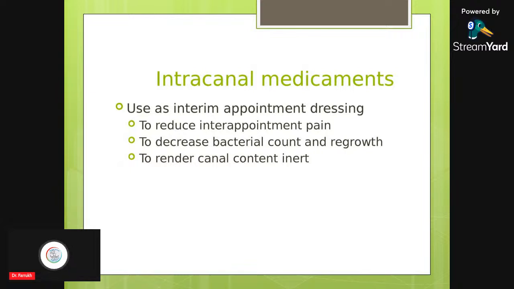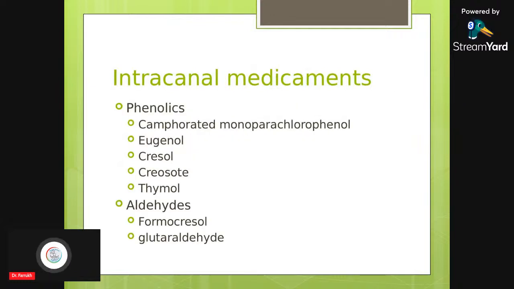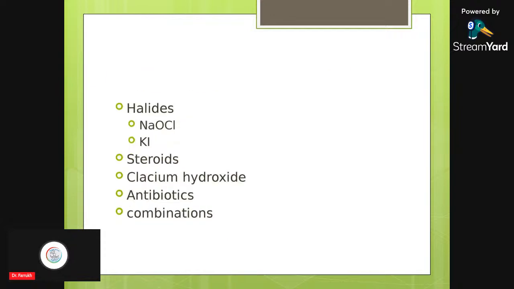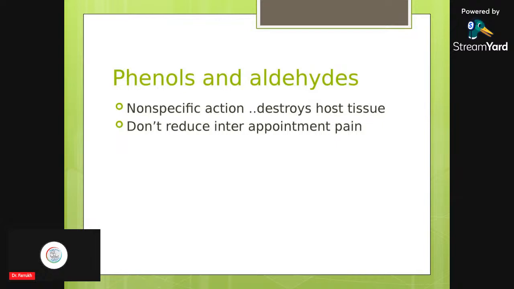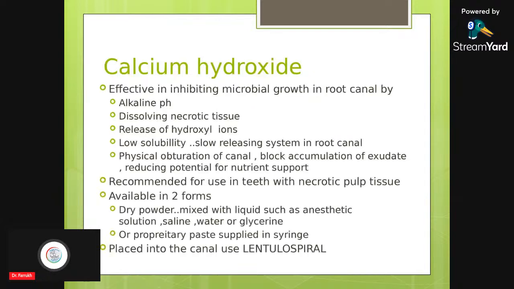Intracanal medicaments are used as the interim appointment dressing to reduce inter-appointment pain. The aim is to decrease the bacterial count and regrowth and to render the canal content inert. What are the intracanal medicaments? Basically, phenolics include camphorated monochlorophenol, parachlorophenol, eugenol, cresol, cresatin, thymol. Aldehydes include formocresol and glutaraldehyde. Halides include NaCl, KI, steroids, calcium hydroxide, antibiotics, and combinations. Phenols and aldehydes have non-specific action, destroy the host tissue, and do not reduce inter-appointment pain.